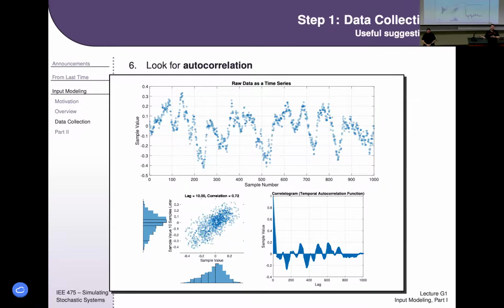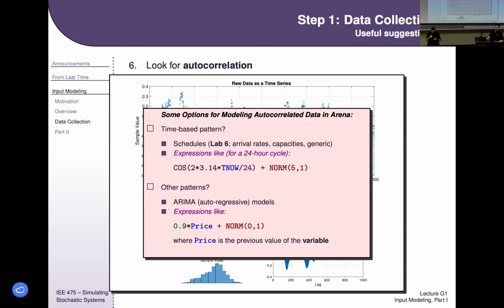So you have to look for autocorrelation, and tools like ARENA have ways to do these correlograms for you so you can look for that. And if you have that, then there are ways you can build it into your model.